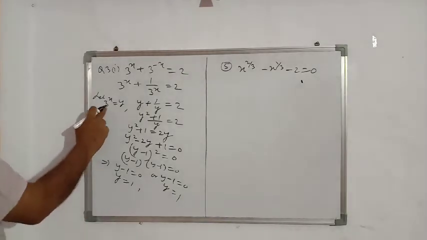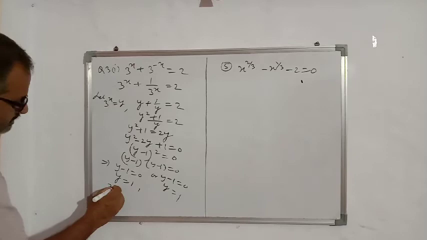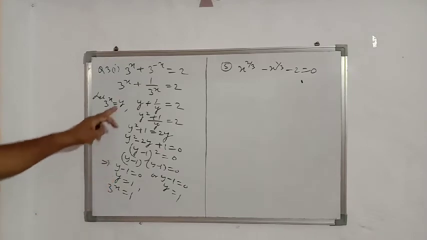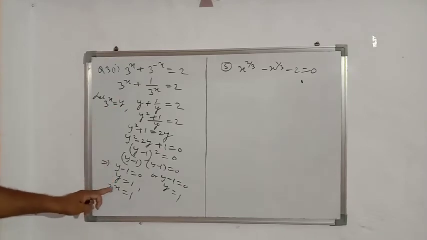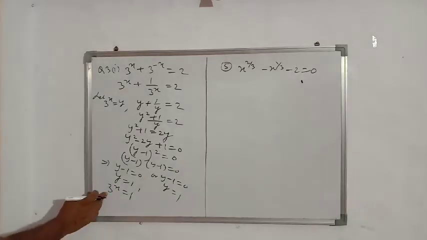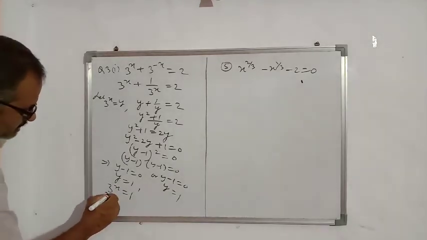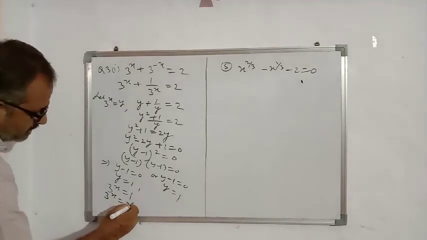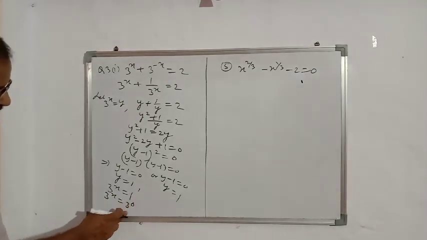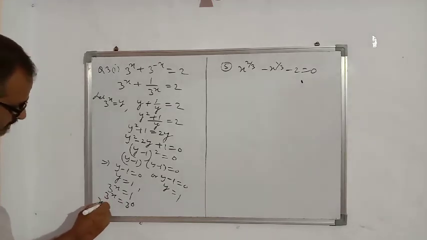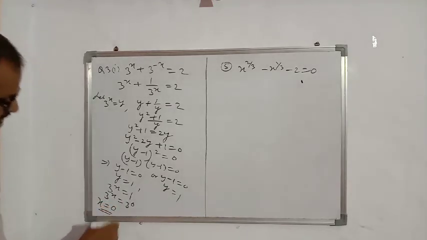Put the value of y. Value of y is 1, so 3 to the power x is equal to 1. We have to solve for x. Here base is 3, so on the right side also we have to make base 3. 1 we can write as 3 to the power 0. 3 to the power 0 will be 1. Both sides have the same base, so the powers will be equal. What will be x? x will be 0.